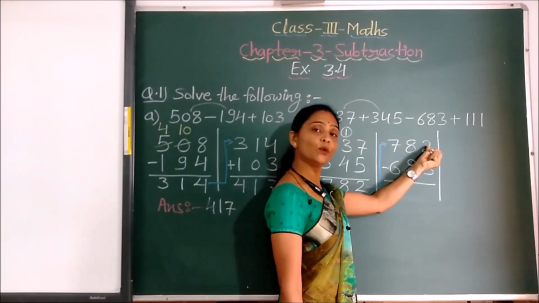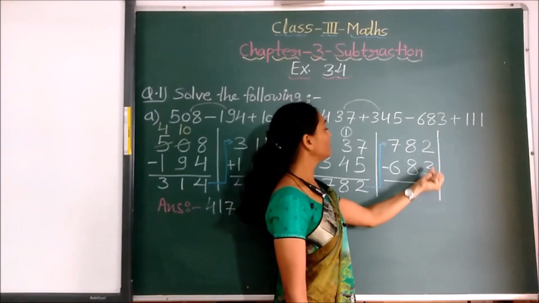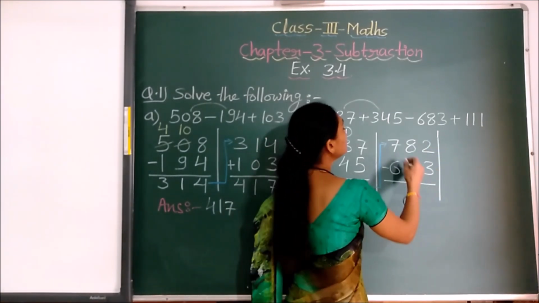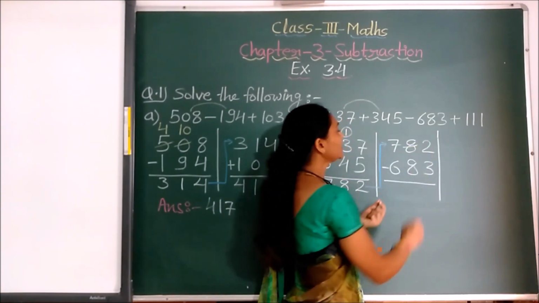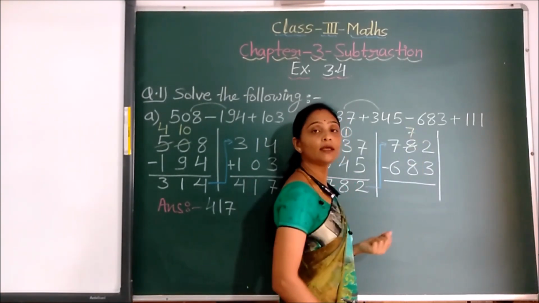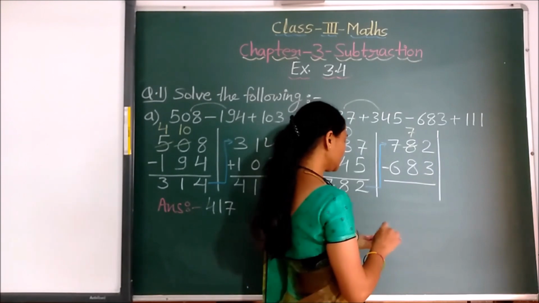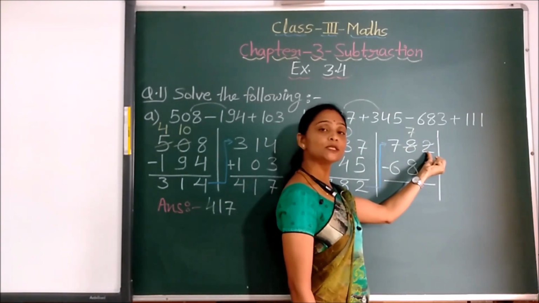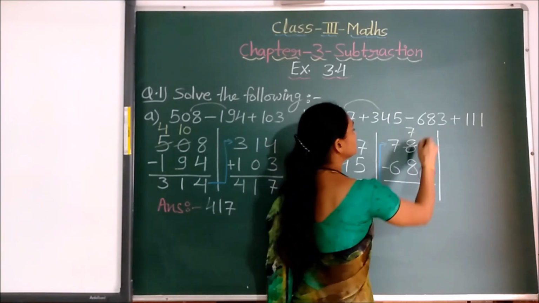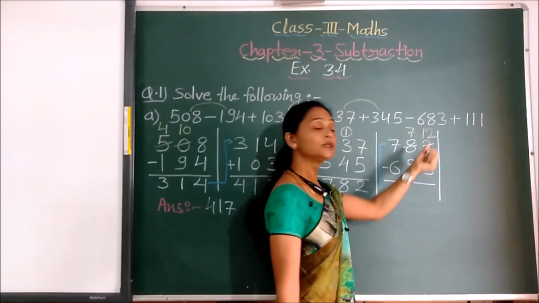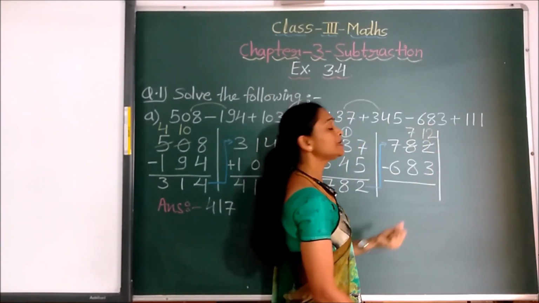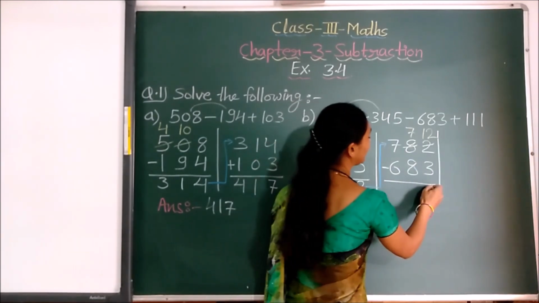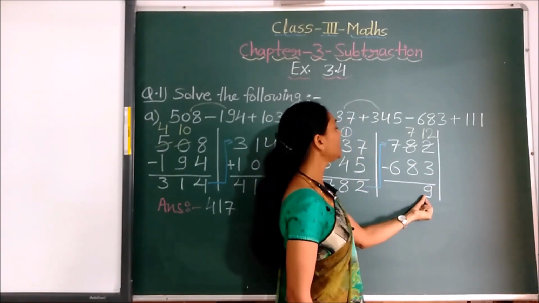See children, this is 2 and this is 3, means bigger than 2. So we have to borrow here. This 8 will become now 7, and then this will get how much? This is getting 10, and 10 plus 2 how much? It is 12. So we got here 12. Now 12 minus 3 how much? It is 9. So we have to write here 9.